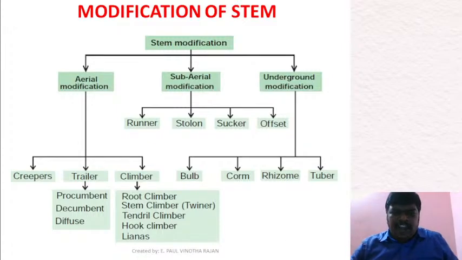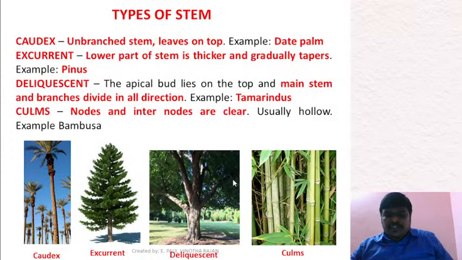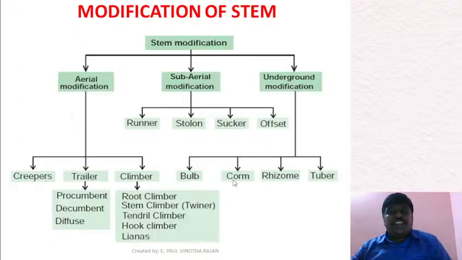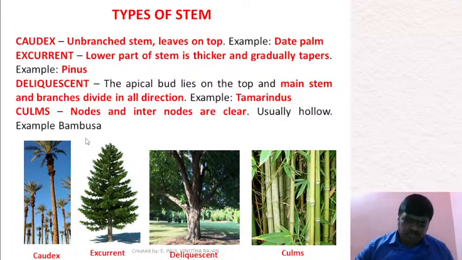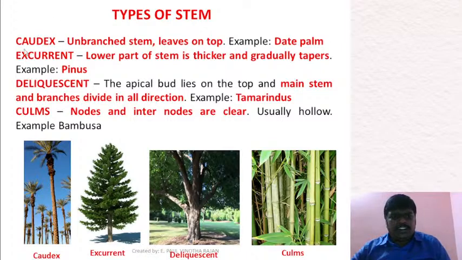So we'll start the types of stem and then I'll move on to the modifications of stem. In the types of stem, we have 4 different types of stems. One is called caudex. With the help of this diagram, we can understand the type, children. In the caudex type, it will be unbranched. You might have seen coconut trees, palm trees. It will be long, and only at the top we'll have the leaves. This is called the caudex type.